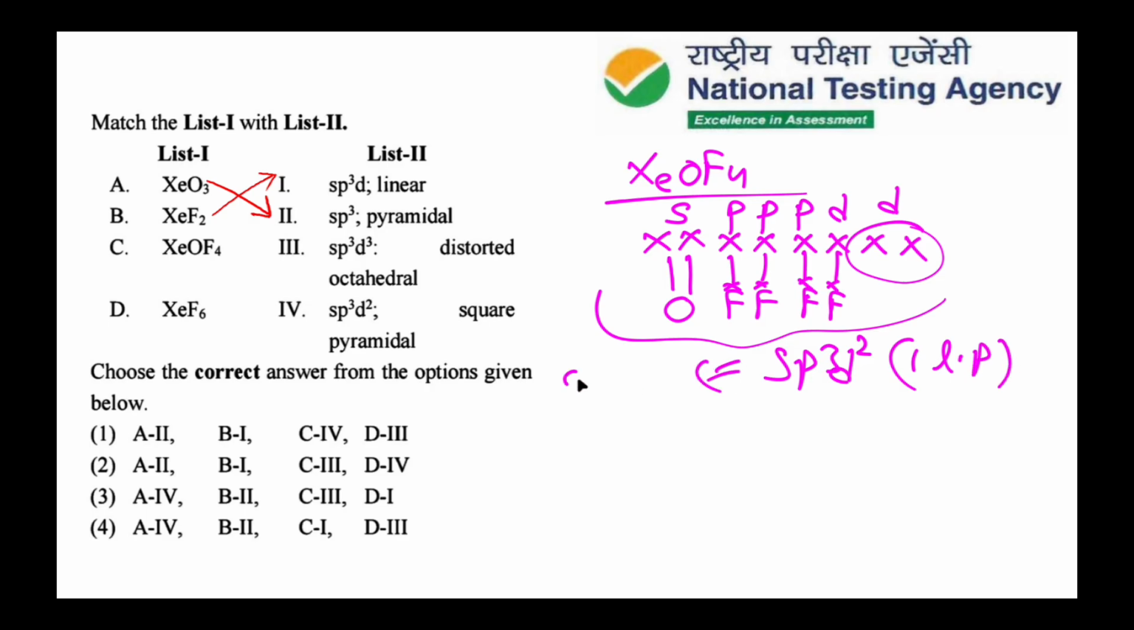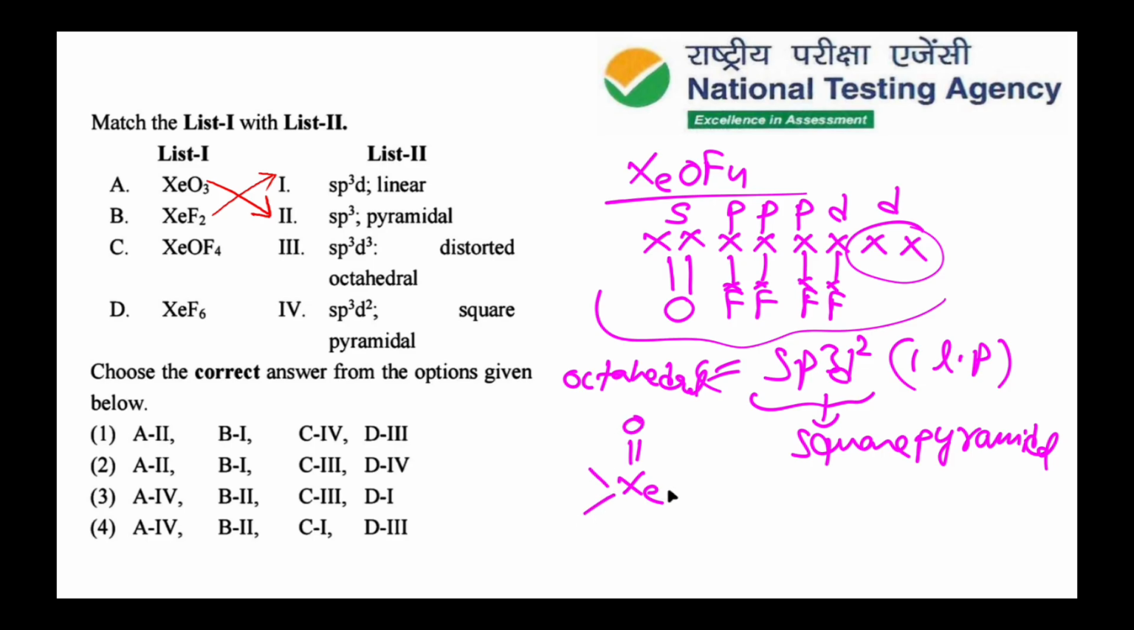Originally sp3d2 is octahedral, with 1 lone pair that belongs to square pyramidal. So XeOF4 with 1 lone pair is square pyramidal.